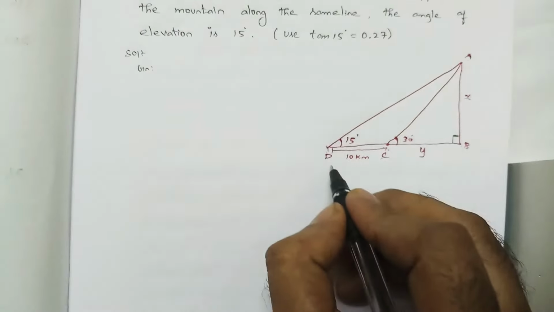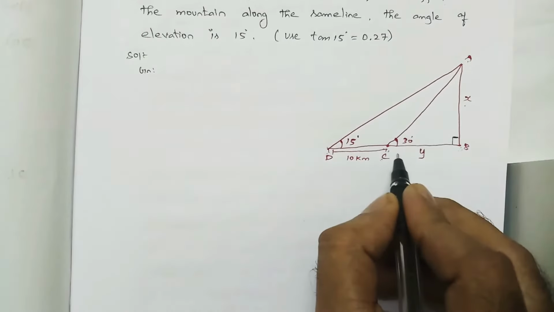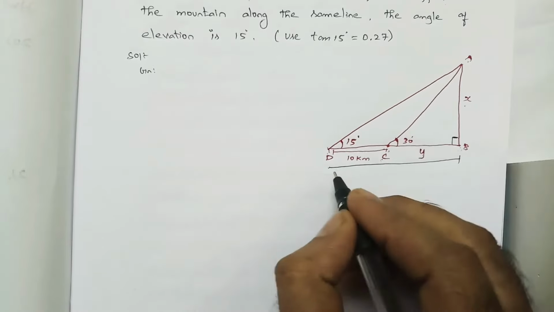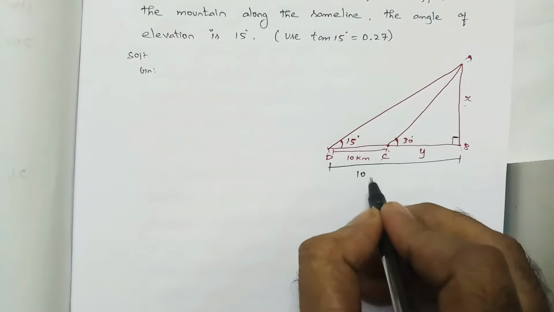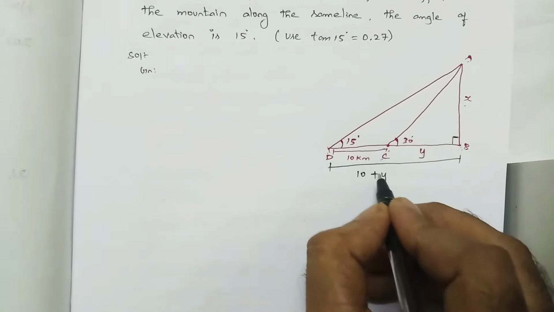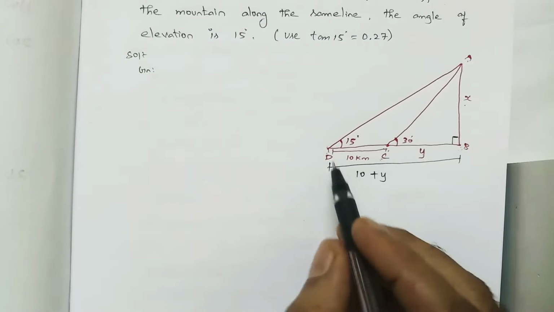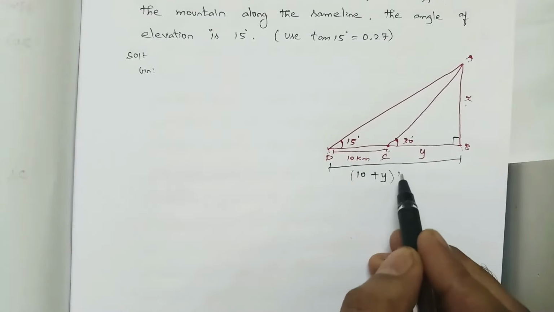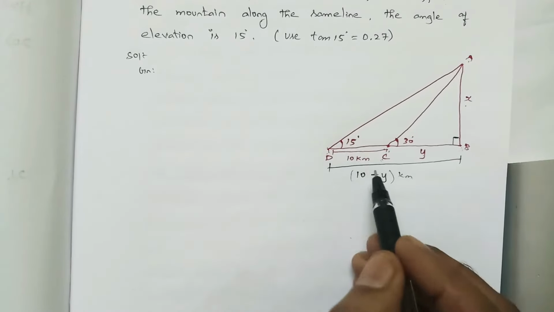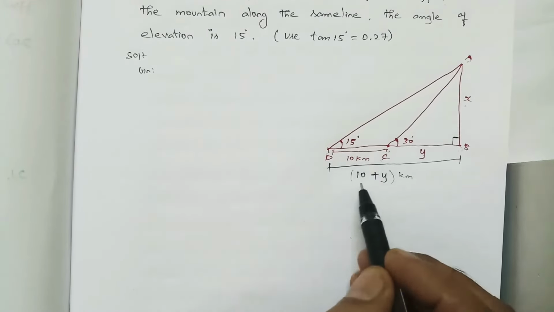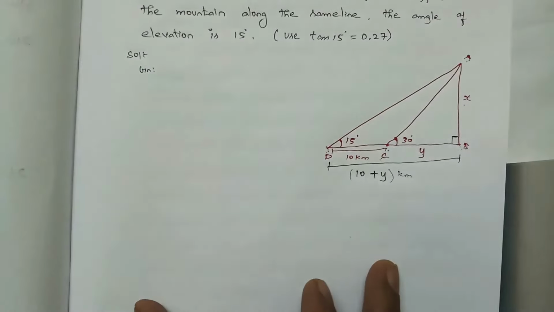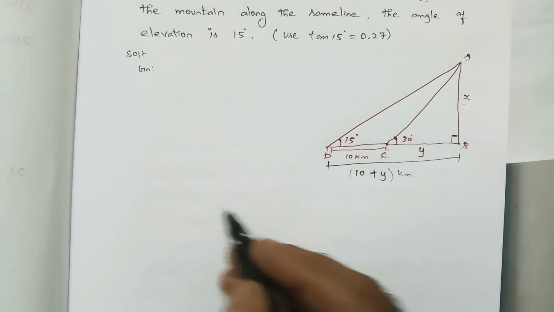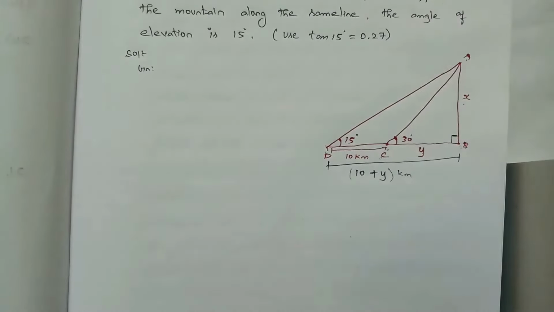What is the value of BD? We know DC is 10 km. We know BC, so BD is 10 plus Y kilometers. The distance BD is nothing but 10 plus Y. This 10 plus Y kilometer is the adjacent side for the angle 15 degrees. Now itself I am just separating this because while using the formula, we can directly apply it, simplify, and find whatever we need.